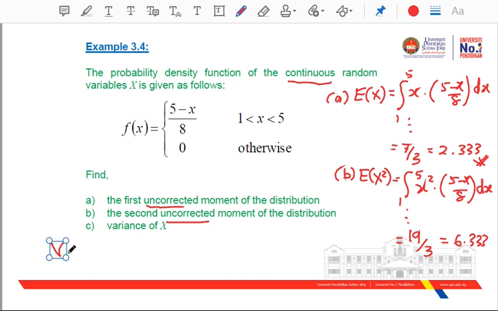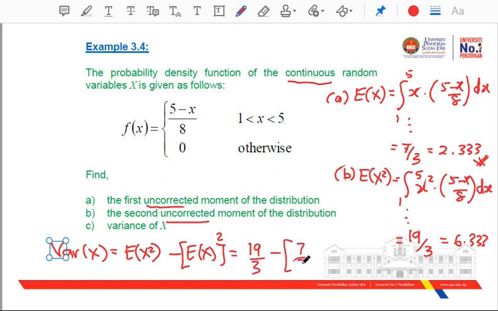So from here, for question C, the variance of X is E(X squared) minus the mean squared. So your E(X squared) is 19 over 3 minus your mean here, 7 over 3, squared. And simplify this, and you get 8 over 9 or 0.8889. Okay, so make sure you try to do it by yourself here.